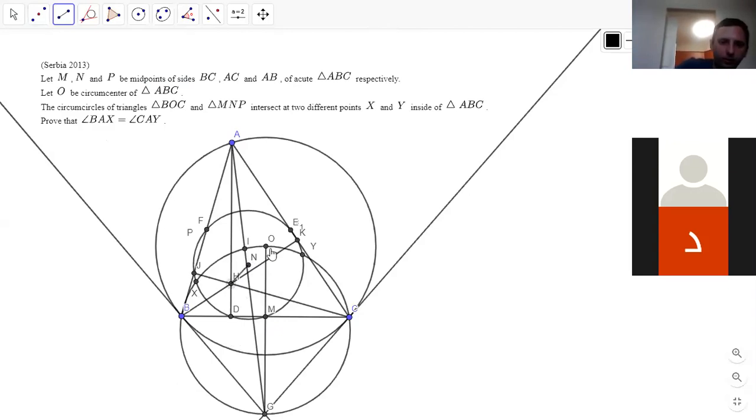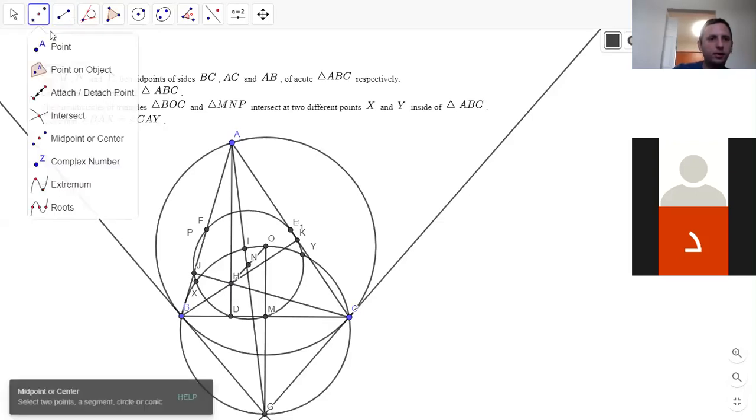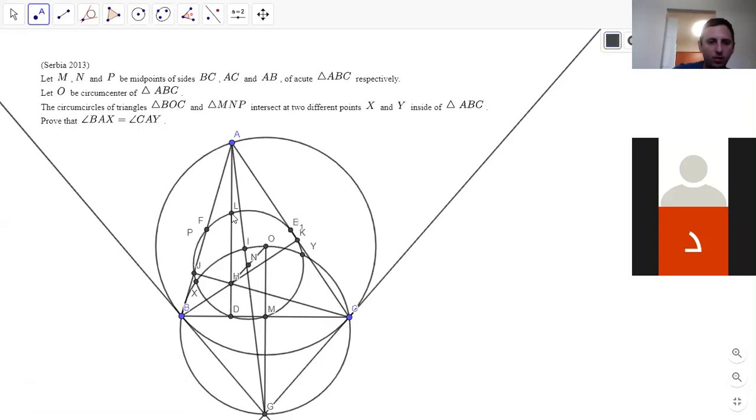So this is the 9-point center, and a homothety about H takes the 9-point circle to the circumcircle. So where does it take X to? Maybe I should draw HX and HY. So if we want to show BAX is CAY, if I do a homothety about H and try to shrink BAX in half, basically I would want the midpoint of HX.